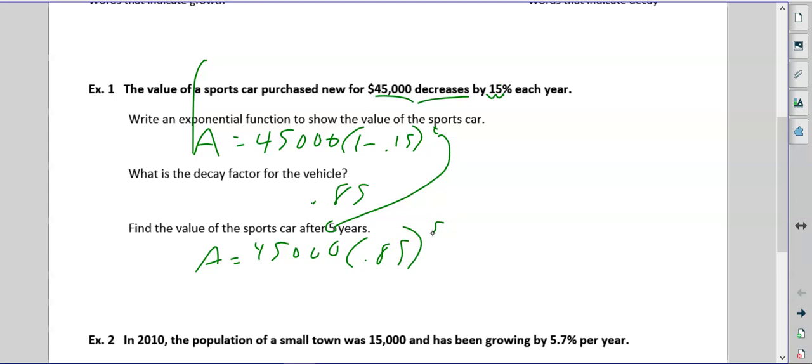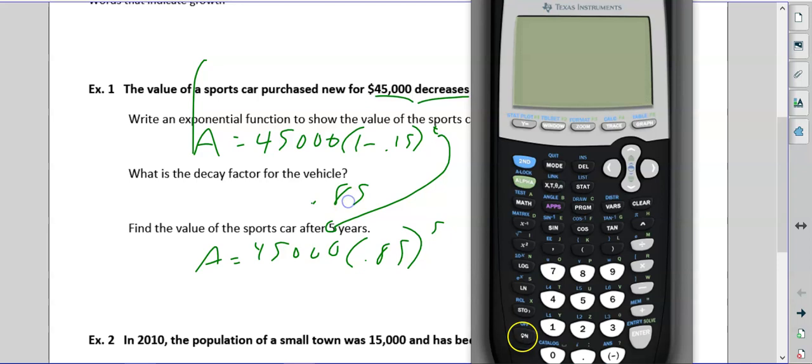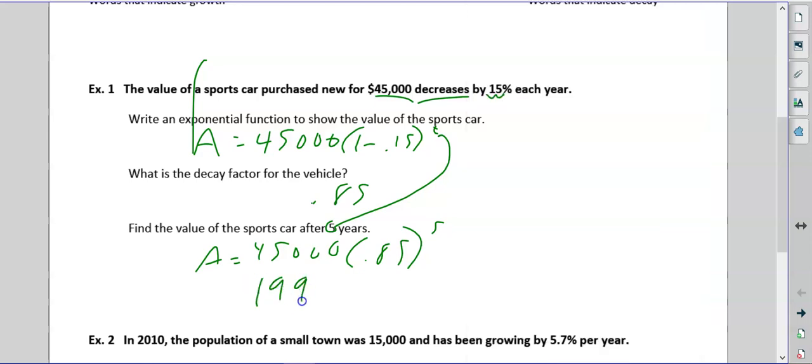Now when I do this on the calculator, I do it kind of backwards. So I do 0.85 to the power of 5, and then that times the $45,000. And then since it's money, we're going to round to the nearest cent, which is that 73 cents. But the 9 tells you to round up. So it's going to be 19,966 and 74 cents. So in 5 years, it goes from 45,000 to being only worth about just under 20,000.